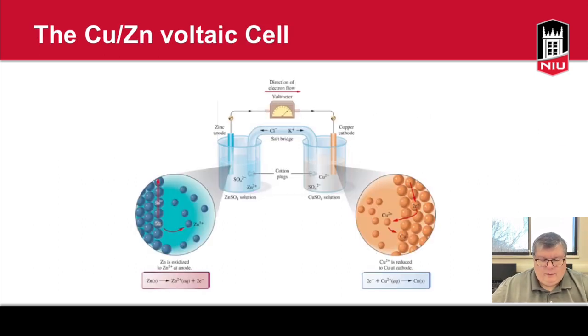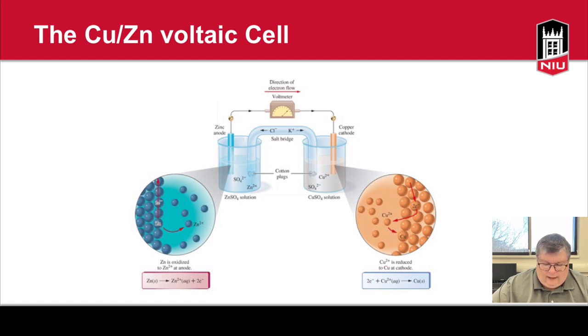So here we have the copper zinc voltaic cell. The way this is set up is we've got a zinc anode inside zinc sulfate solution. We've got a copper cathode inside copper sulfate solution. We've got a salt bridge which allows for the charge to flow. And then we've got this hooked up to a voltmeter which measures the voltage of the cell.